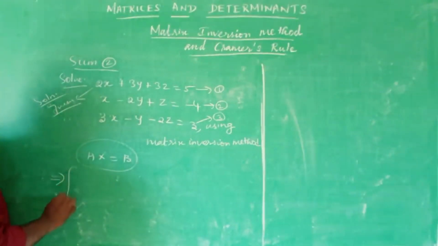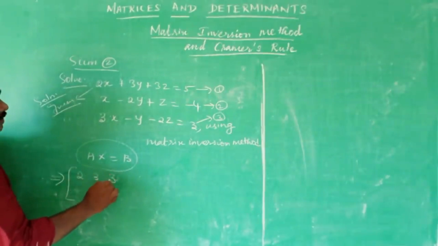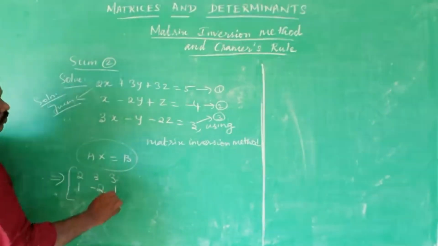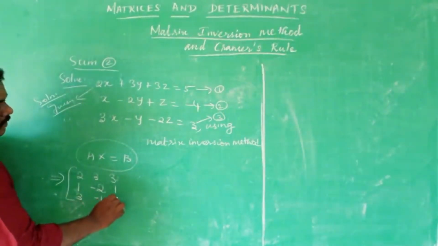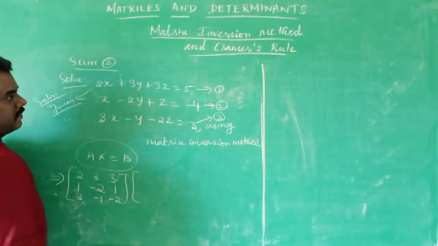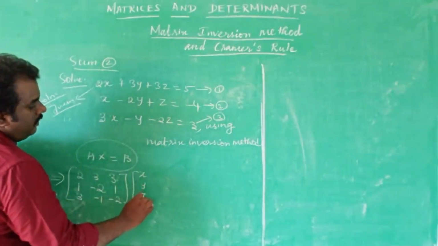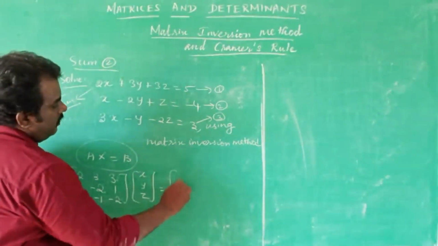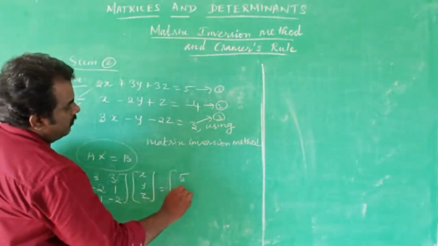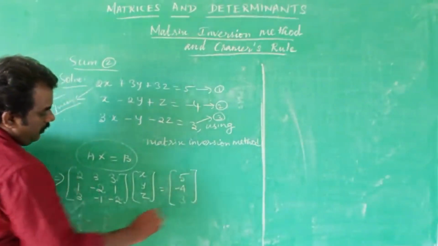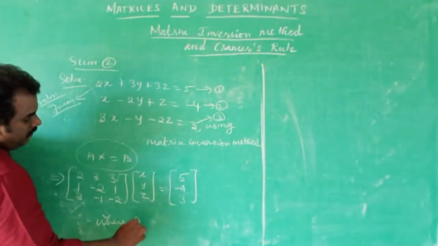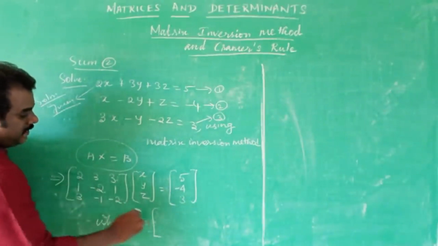This can be written as 2, 3, 3, 1, minus 2, 1, 3, minus 1, minus 2, and multiply with that matrix X, that X contains 3 unknowns X, Y, Z, is equal to the matrix B contains 5, minus 4, 3, where A is equal to the 3 cross 3 matrix.